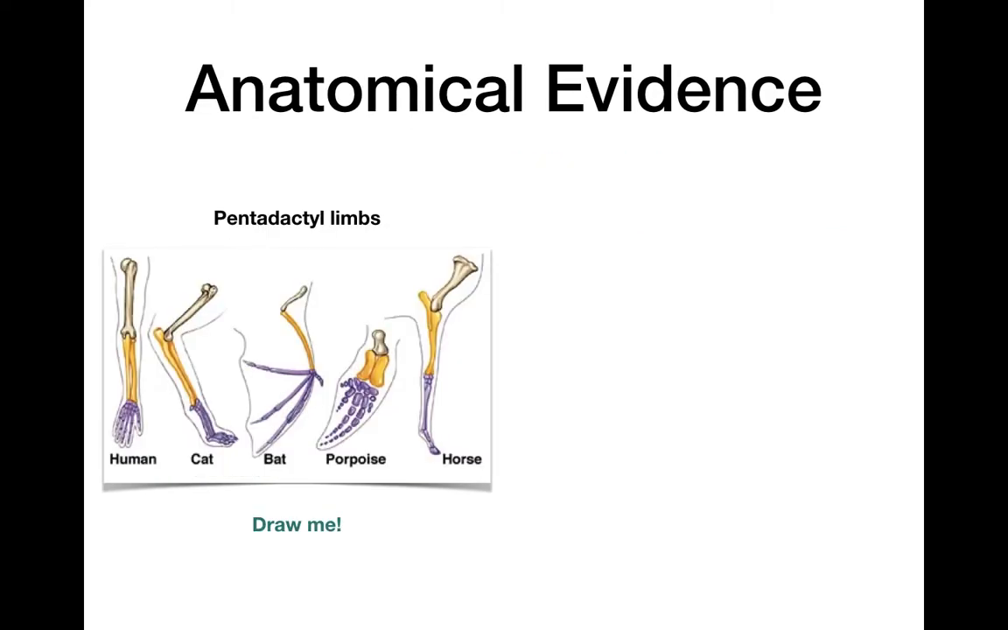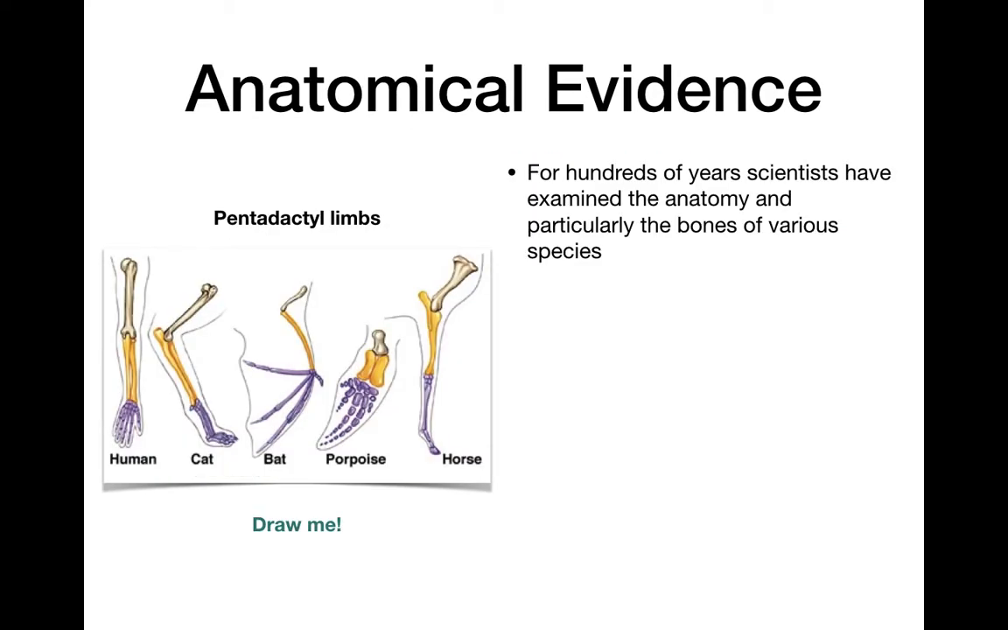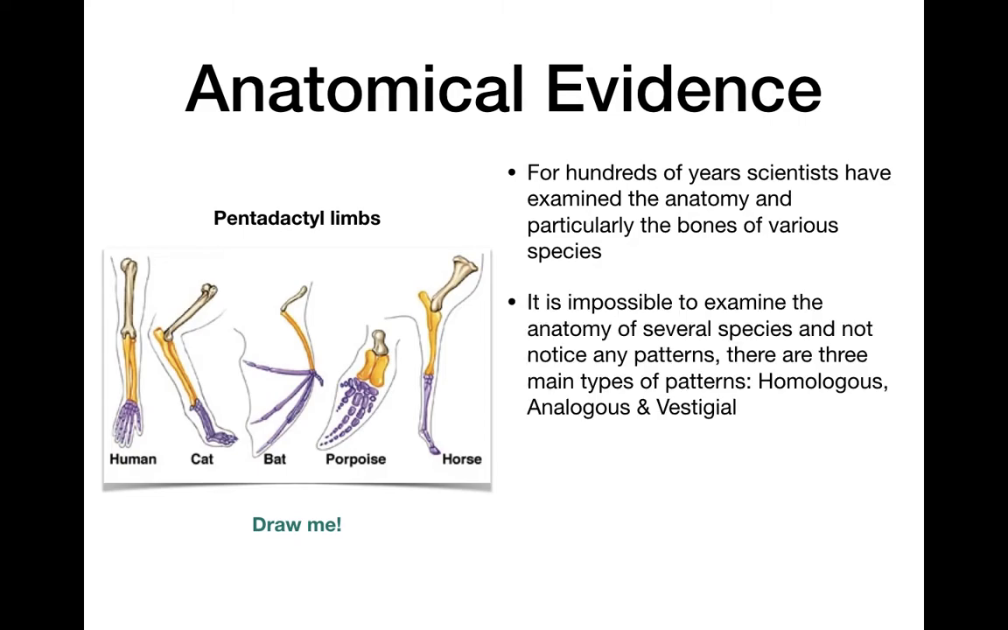Okay, the next set of evidence is anatomical evidence. For many hundreds and thousands of years, scientists and just people who are curious noticed things about the anatomy, and in particular the bones, of different species. If you're a hunter or a butcher or a farmer and you're killing species, you're probably going to notice their bones, and you notice similarities between them.